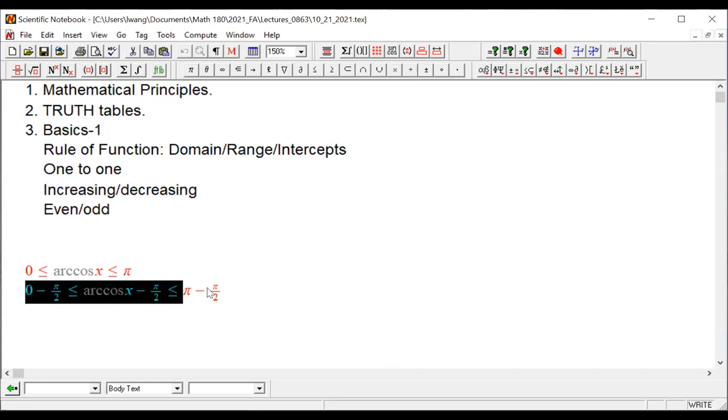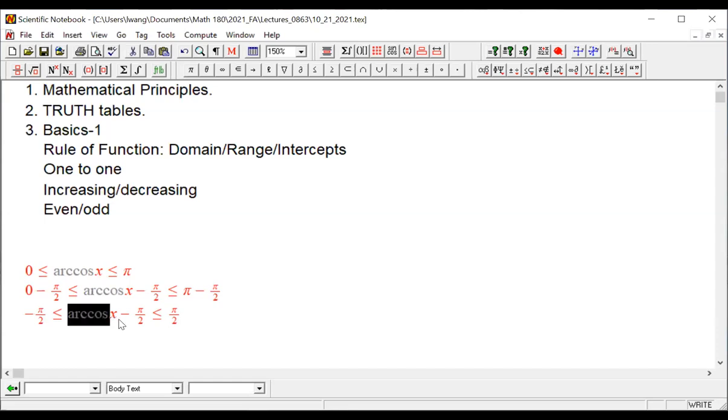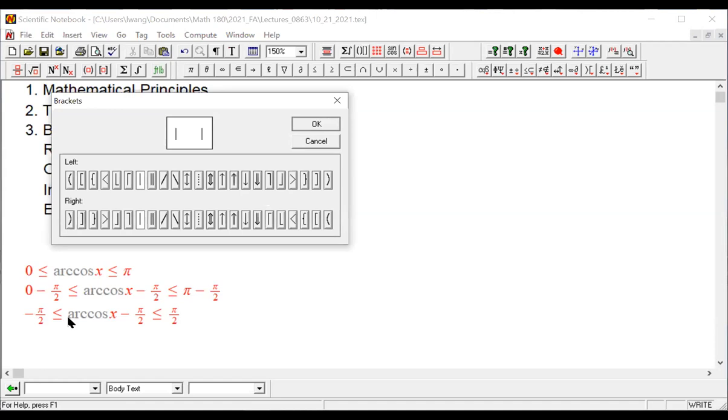Okay? So when you subtract pi over 2 on every side, you're going to have arcsine x minus pi over 2 between negative pi over 2 and pi over 2. So in that sense, you will get an absolute value form.